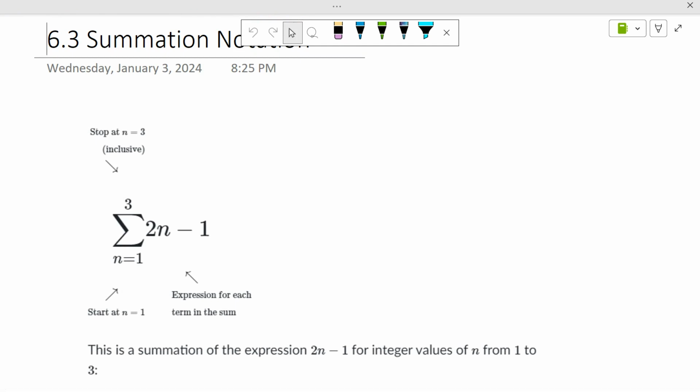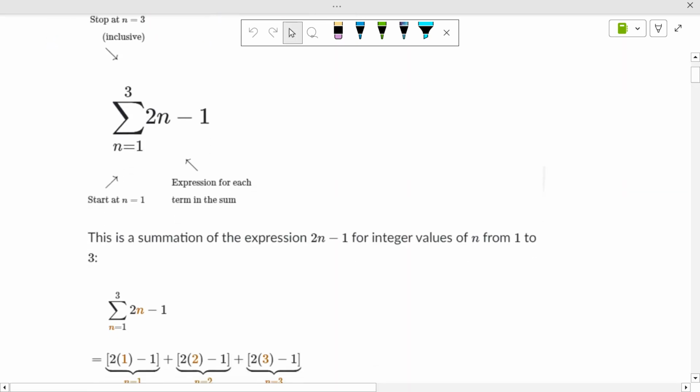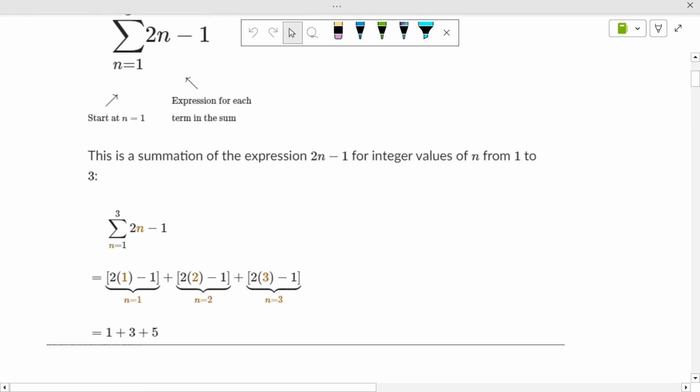Okay. Where you start at 1 and you plug a 1 in here. 2 times 1 is 2, minus 1 is 1. Then the next number is 2. 2 times 2 is 4, minus 1 is 3. Then the next number is 3. 2 times 3 is 6, minus 1 is 5. So it's 1 plus 3 plus 5, because you stop when you hit 3. Okay? So 1 plus 3 plus 5. And so then when you add them up, you get 9. Okay? So that's summation notation.